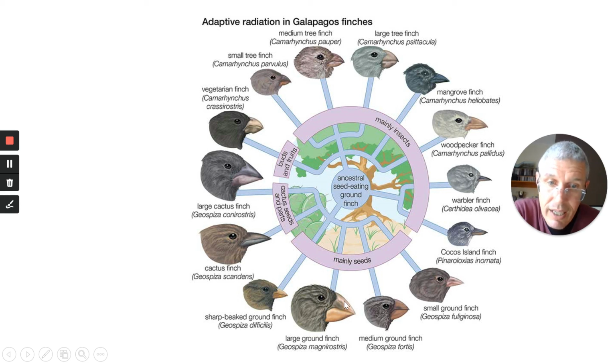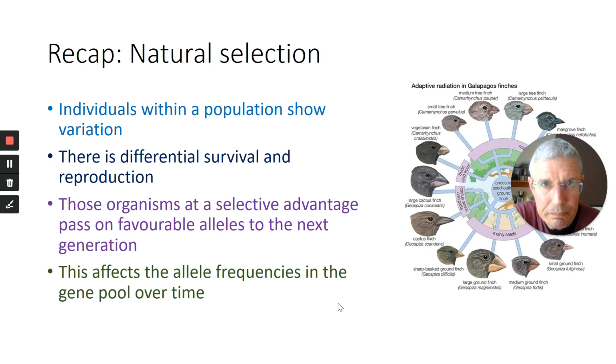They're more likely to survive, more likely to reproduce. They will pass on their favorable alleles for having a big beak onto their offspring, and the allele frequency for the big beaks will increase in that gene pool, in that population. And so eventually, nearly all the birds will have big beaks in that particular ecosystem.